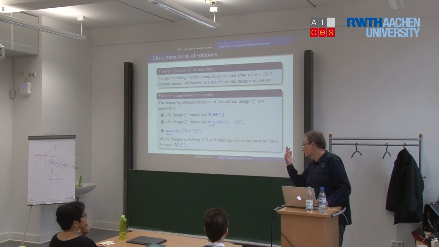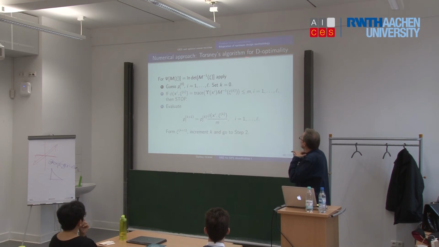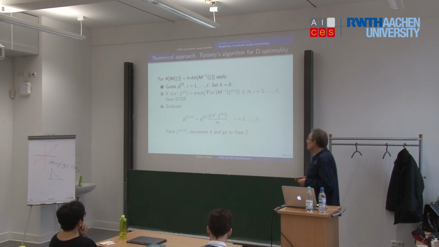And for D-optimality, you can encounter the following algorithm. This is the so-called multiplicative algorithm, invented by Ben Torsney. He worked in Glasgow all his life, and now he's retired. It's his best achievement, I think. Most people use this multiplicative algorithm due to its simplicity.